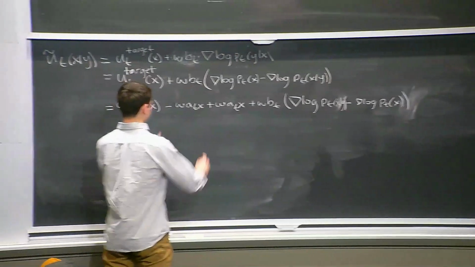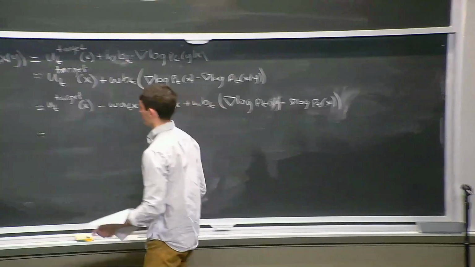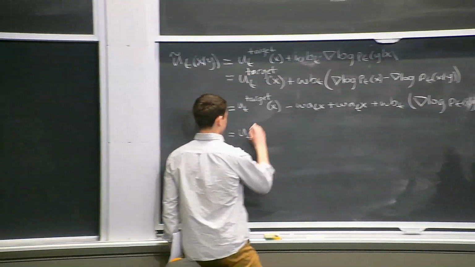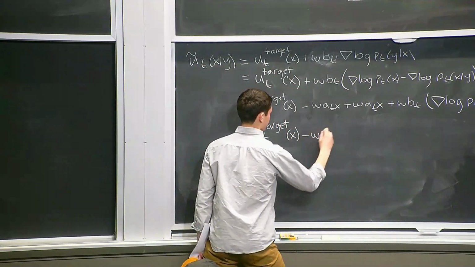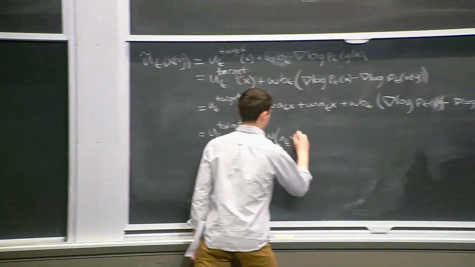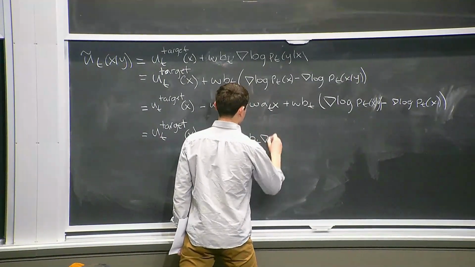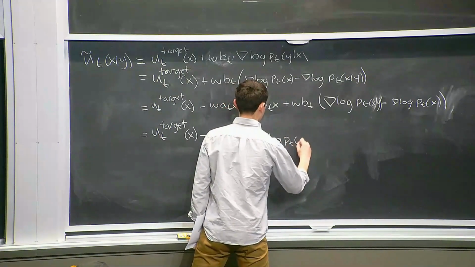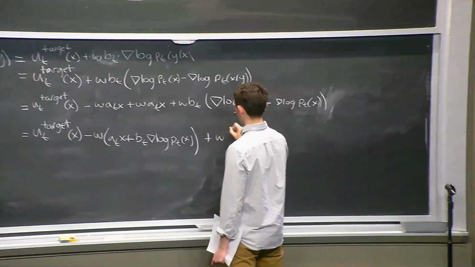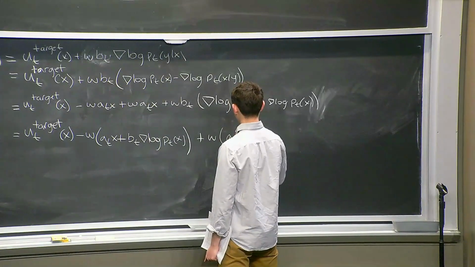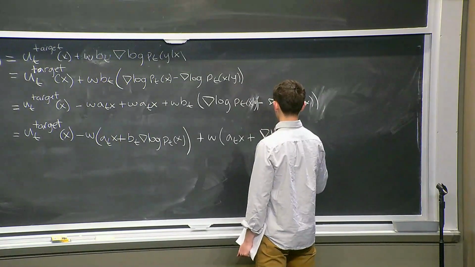Okay, so what are we going to do? We're going to combine this minus guy with this minus guy right here. And then we're going to mush these guys together. And what we're going to get is u_t target of x minus w times a_t of x plus b_t times the unguided score. Okay, and then we have two remaining terms kicking around, plus w times a_t x plus the actual guided score.